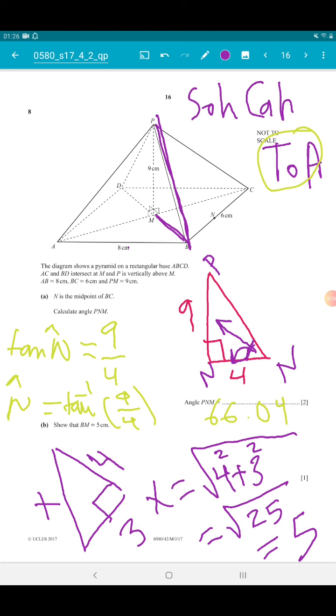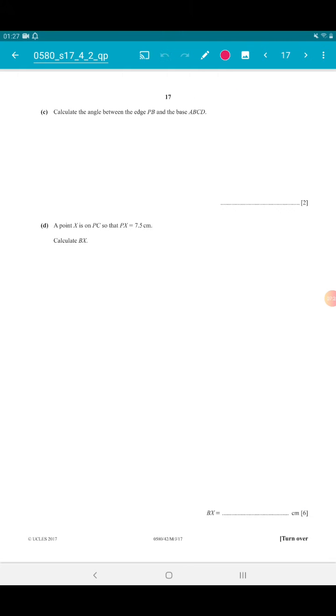Note that this is 9, and this is 5. The question needs us to find the angle between PB and the base, which means this angle. I will graph it on the next page. So this is the triangle. This is M, this is B, and this is 5. This is P and 9. Simply you can find it using what?